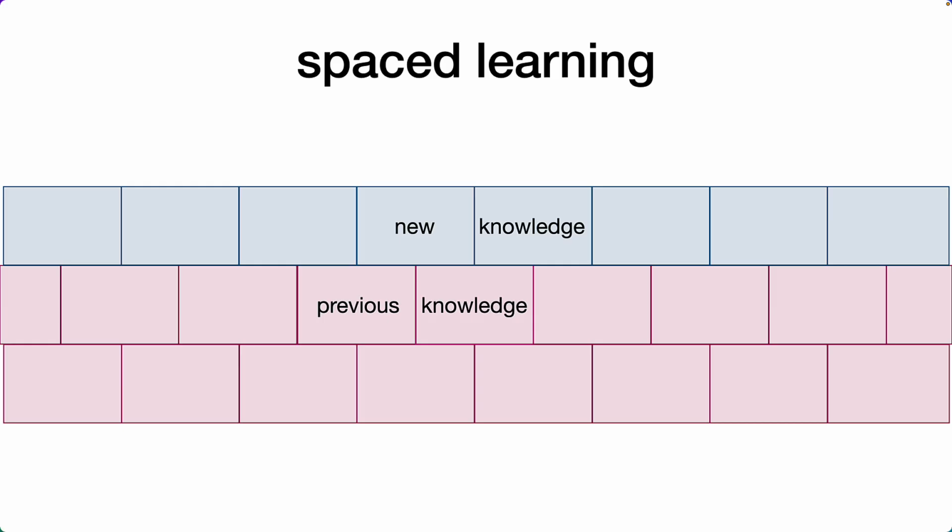I kind of think of spaced learning as like building a brick wall. The top layers are supported by the lower layers. Their integrity is dependent on the integrity or soundness of the lower layers. Likewise, new knowledge builds on and is dependent on the integrity or soundness of previous knowledge.